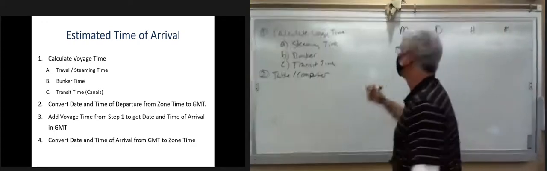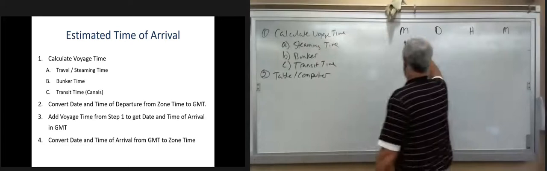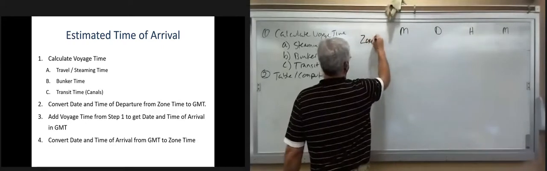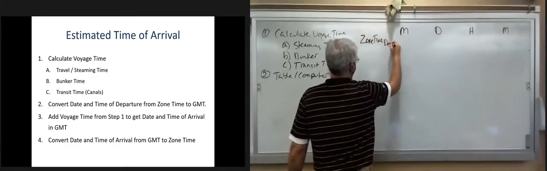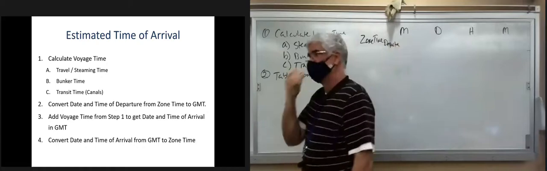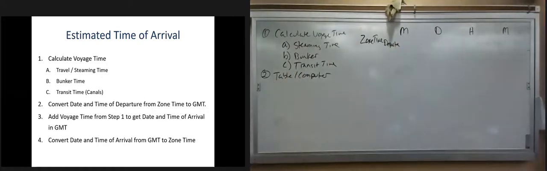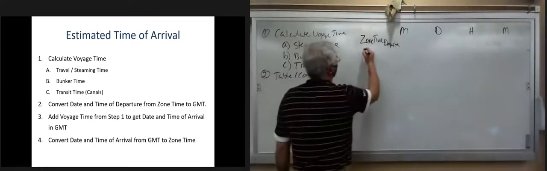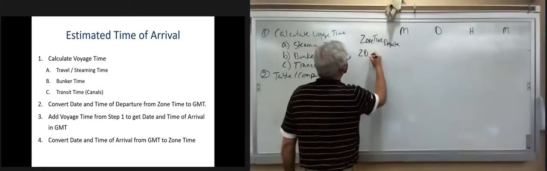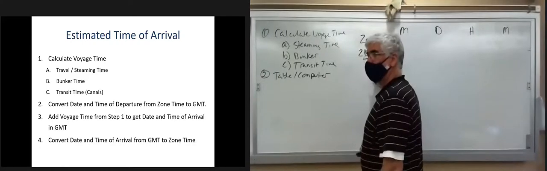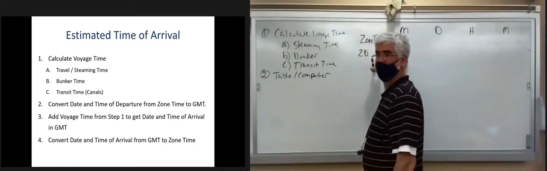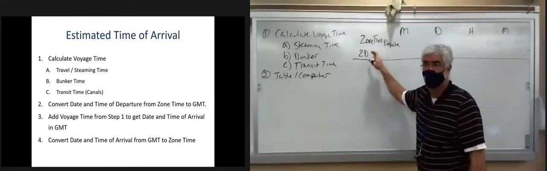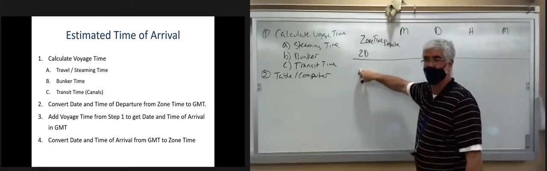Okay, so the first thing we're gonna do is populate this table, the month, day, hour, and minute of our departure. So we're gonna call that zone time of departure. Okay, at the top of the table, we're gonna put in the zone time of our departure. Now what's the next thing we're gonna do? Then we're gonna apply our zone description. Why? Because we're gonna go from zone time to what? If we apply our zone description plus or minus to our zone time, what time do we get? GMT.